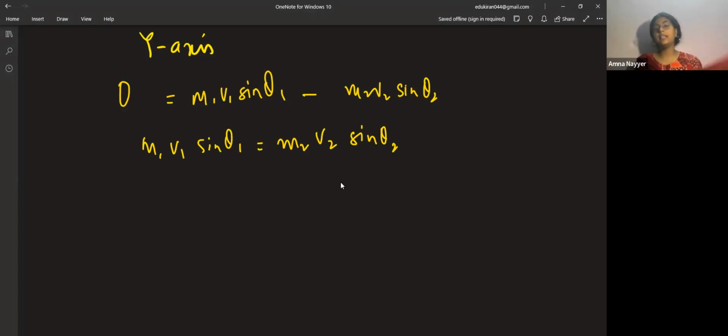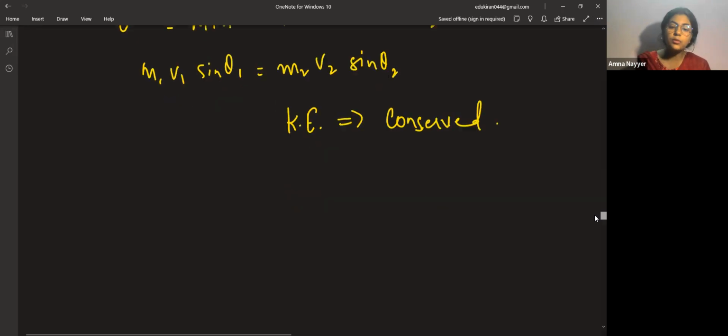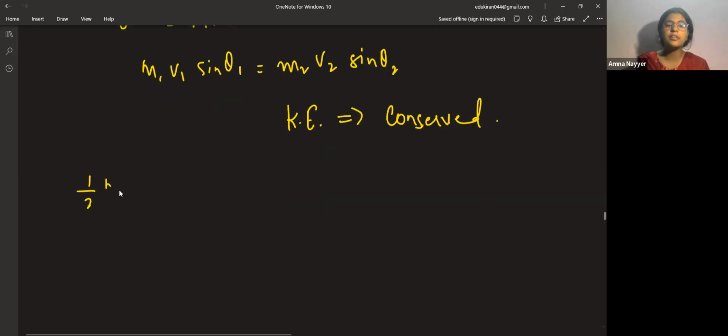Now see, in our elastic collision, only in elastic collision, kinetic energy is conserved. That's why I'm saying, please remember that difference table which we have done, because separately also it will be asked. It has the application in the derivation, and lastly it has the application in numericals. So kinetic energy is conserved. So if kinetic energy is conserved, you can again use all the equations, half m1 u1 square plus half m2 u2 square is equal to.